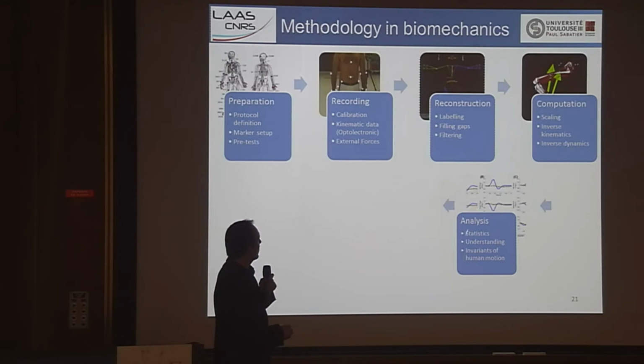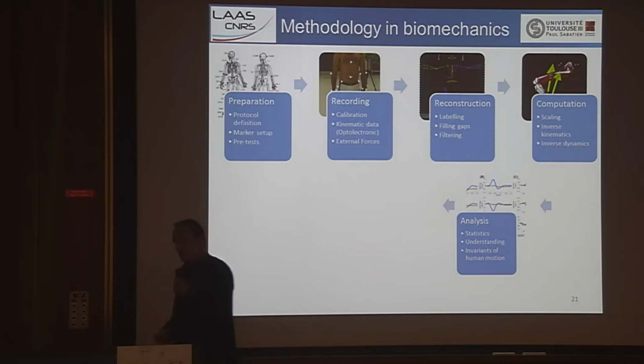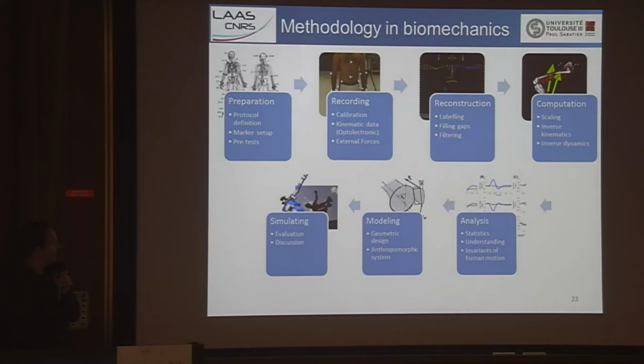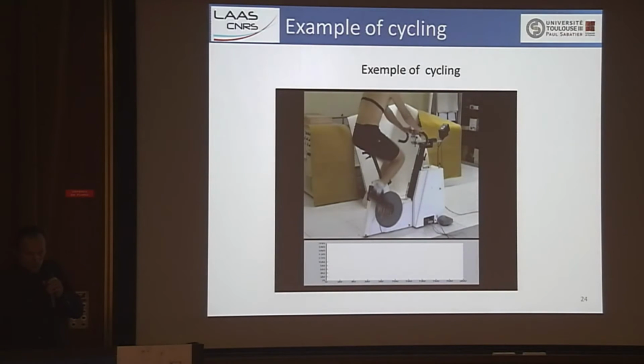If the experimental setup involves enough subjects, we could, by way of statistics, extract invariance between subjects. Then, if we use an accurate model, we could simulate or generate the motion using the invariance of motion extracted here. So I will briefly present you two examples.